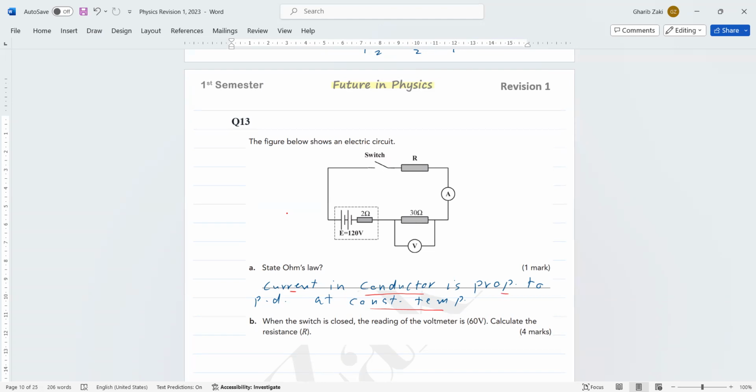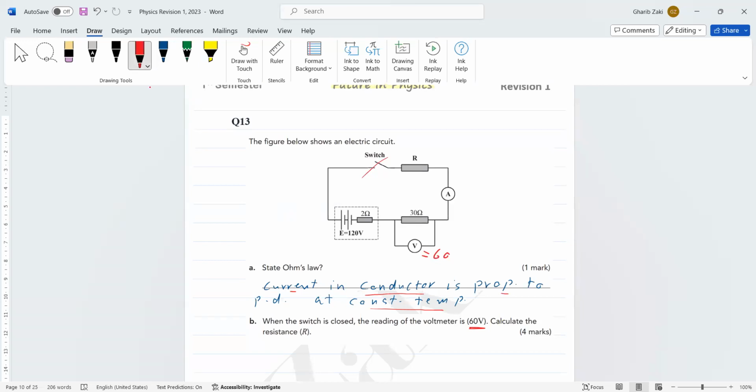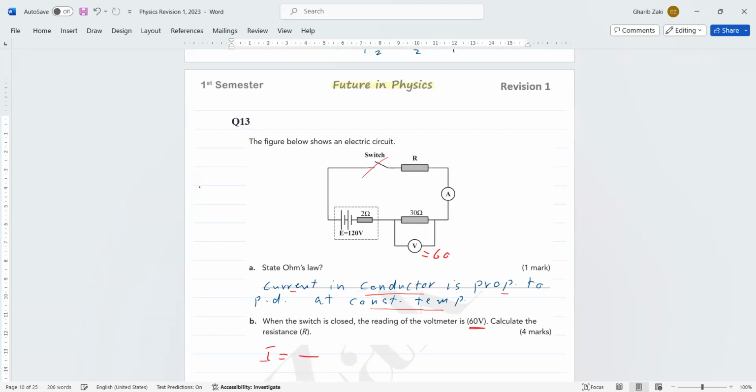Now, he said when the switch is closed, the reading of the voltmeter is 60. So this voltmeter reads 60. It is not the terminal voltage. Calculate the resistance R. Now, from the voltage and the resistance, we can get the current in the circuit. Which formula? We know that I equals V over R. So from this formula, we get the current in the circuit. V is 60 volts over 30. So the current is 2 amperes.